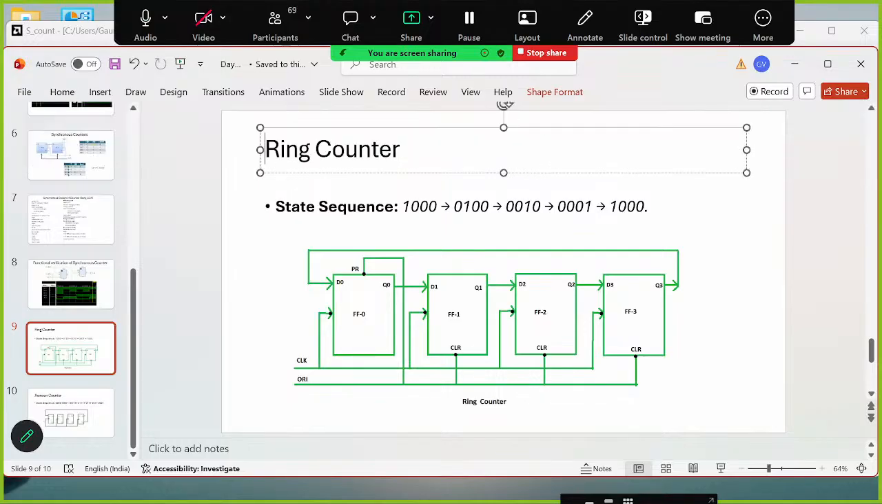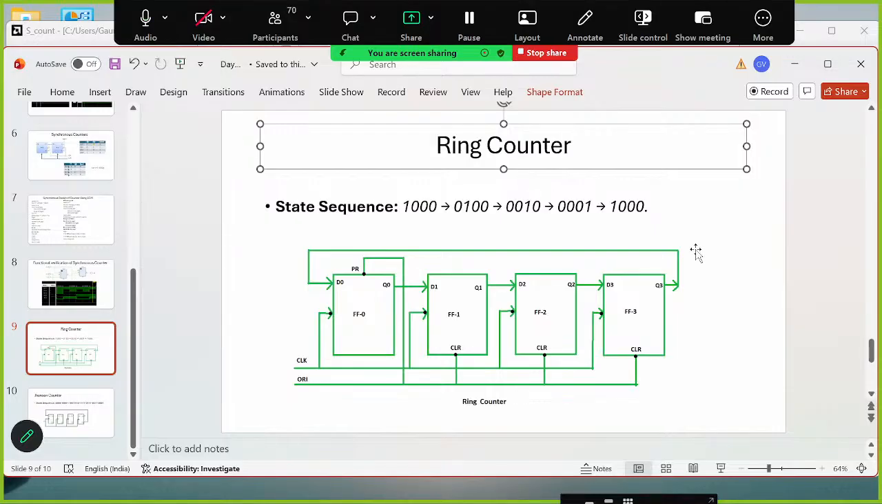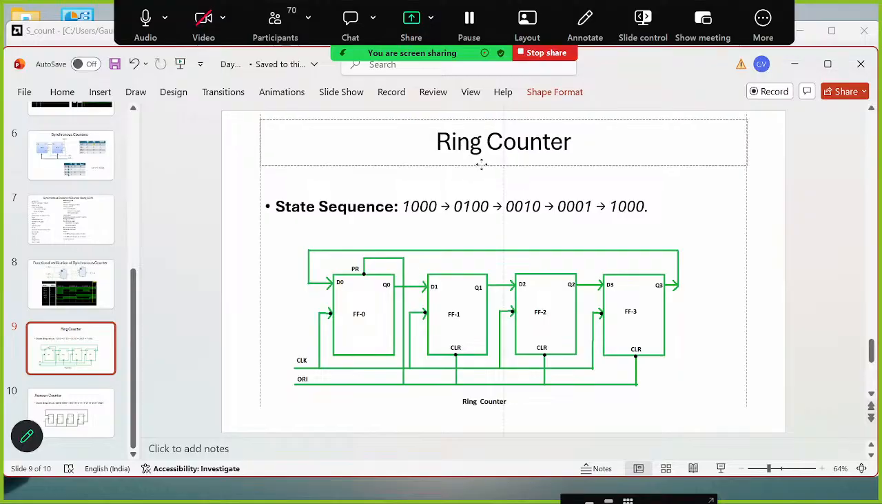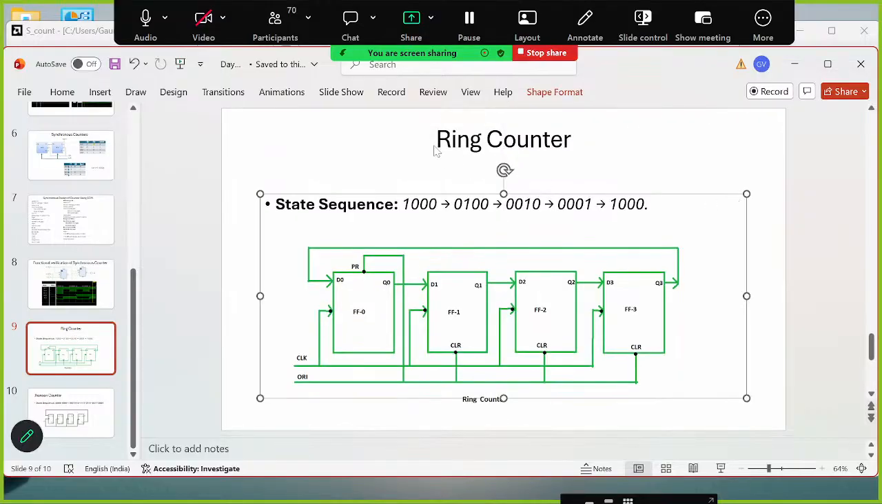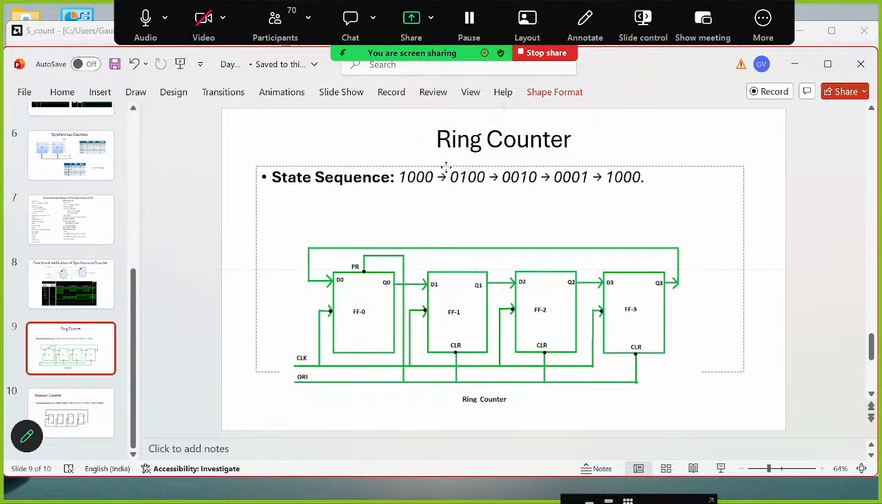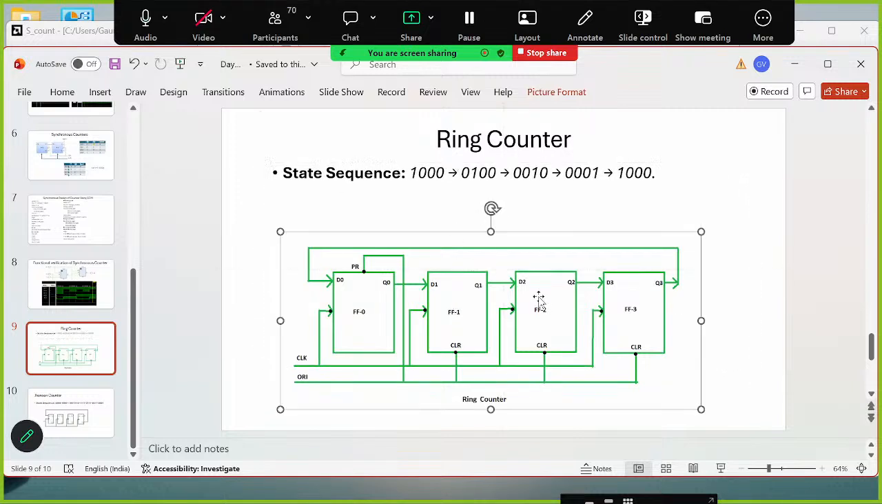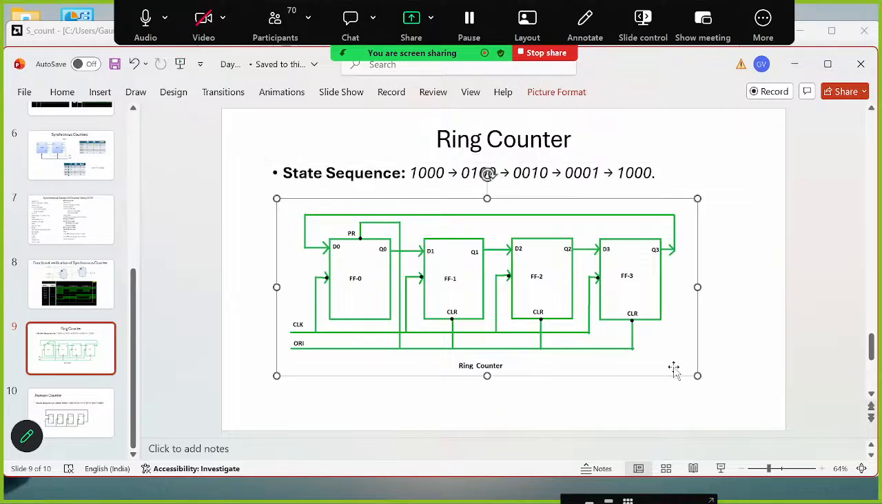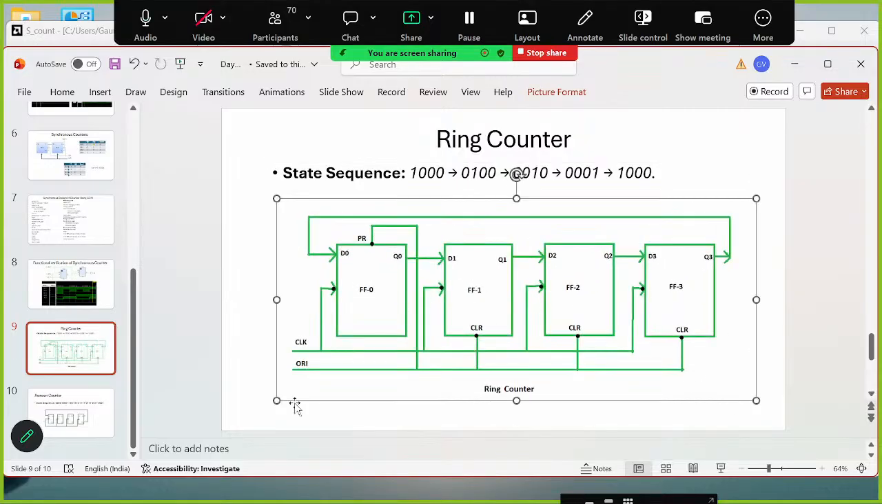That is another counter, a specific counter, which is again an application of a shift register also. That is a ring counter. Okay, a ring counter. Why do we say it is a ring counter? You can see over here, if you closely watch this, why we say it is a ring counter. This is the ring counter schematic diagram.